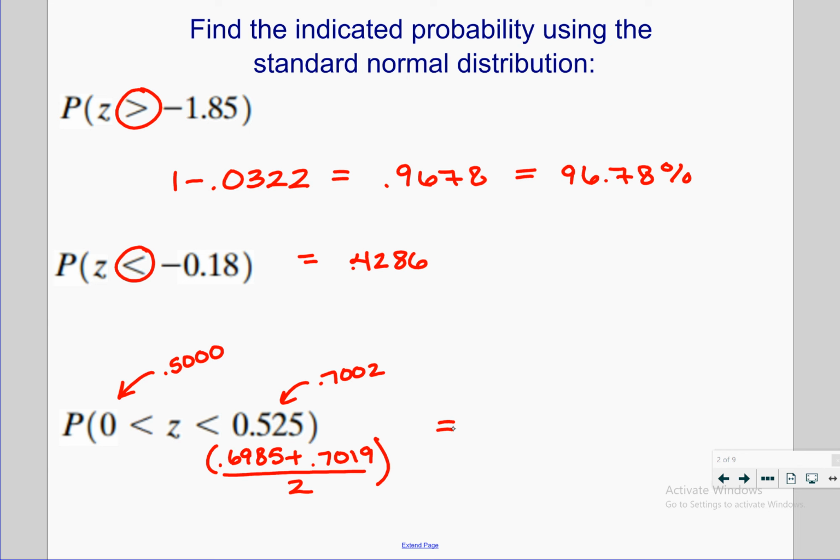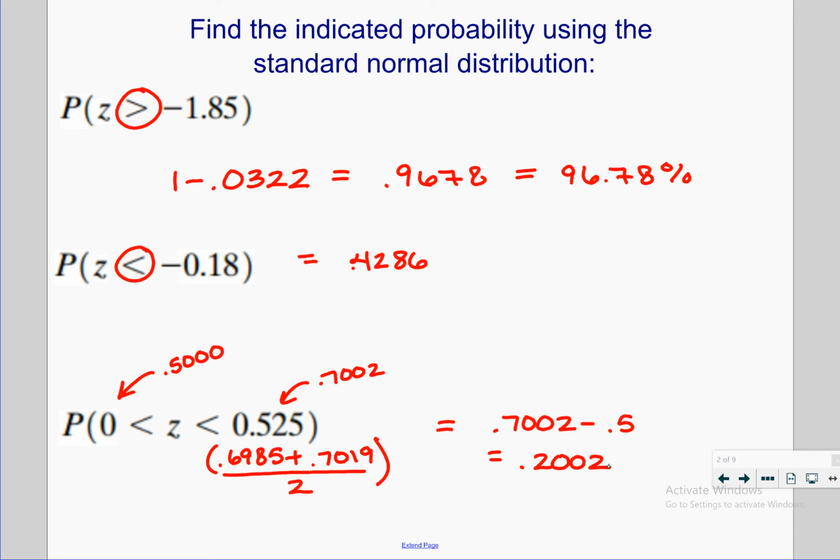Probability that I'm less than 0 is about 0.5. How do I find the probability that I'm between them? What do we do with those two numbers from yesterday? Just subtract them. So 0.7002, bigger minus smaller, minus 0.5 gives me 0.2002, or about 20% is that probability that I'll have a z-score between those numbers. Okay? Any questions on those, using these areas as probabilities?